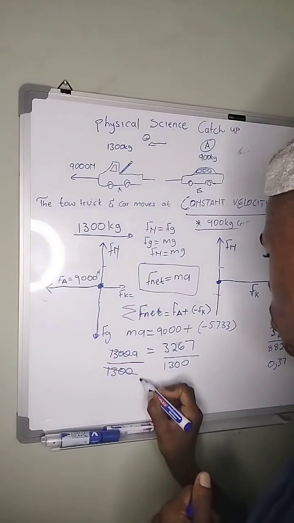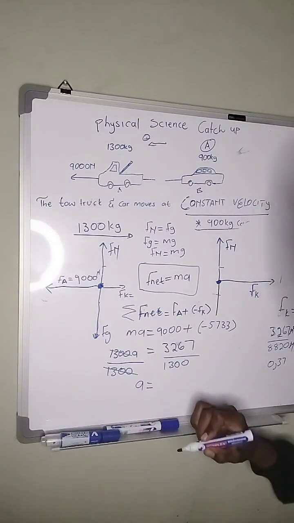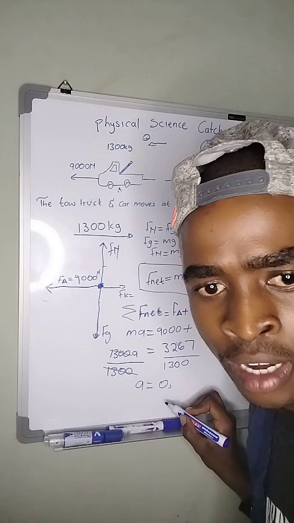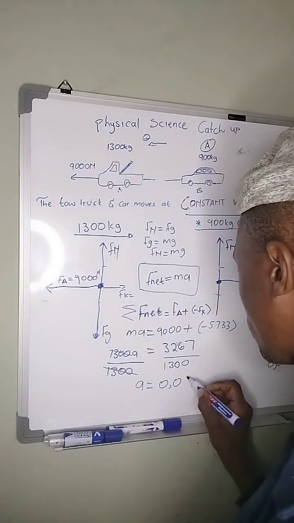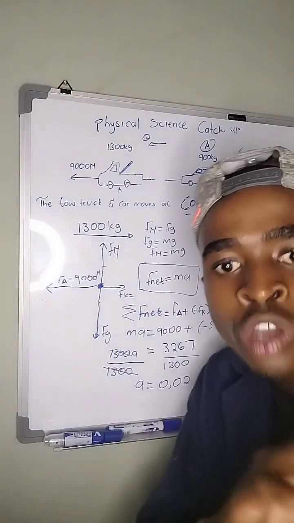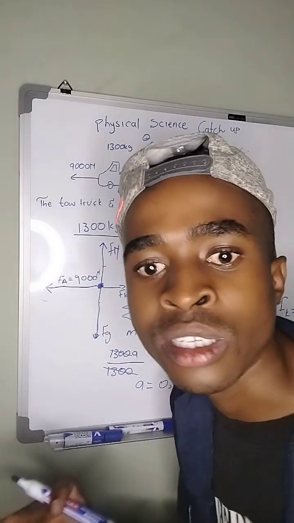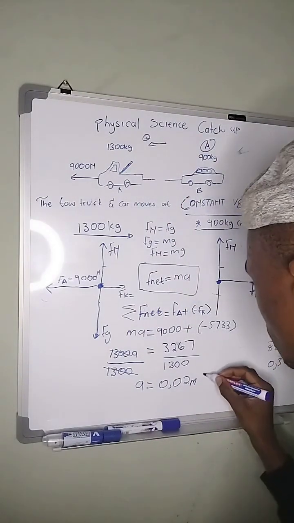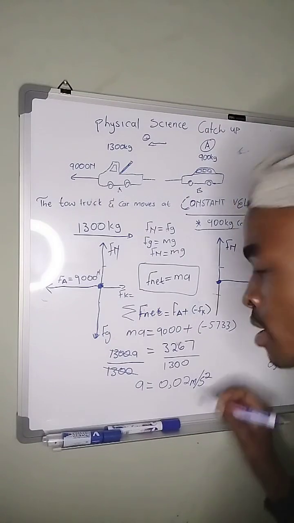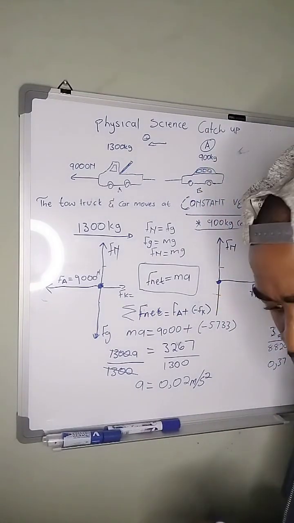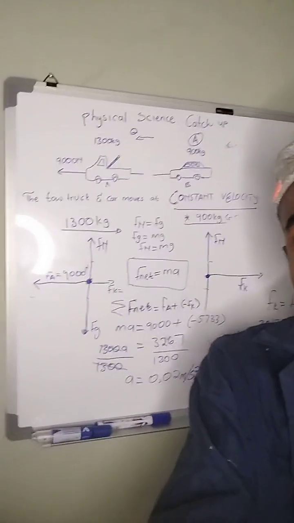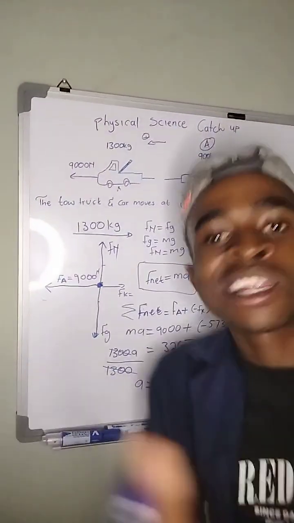1,300 going over, and our A is going to be what? What is going to be the value of the acceleration? So it's going to be 0,02. Not newtons, guys. I said newtons, but it's meters per second squared. This is an acceleration. Then we are done with this system. Let's clap hands for all the forces that participated in this system.